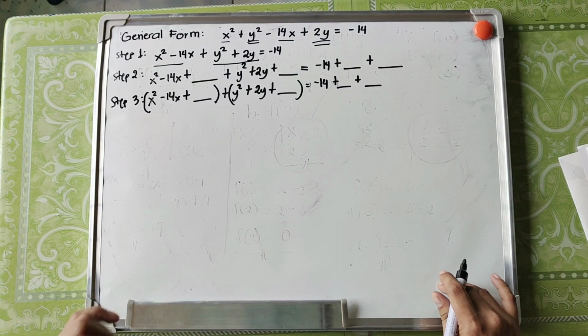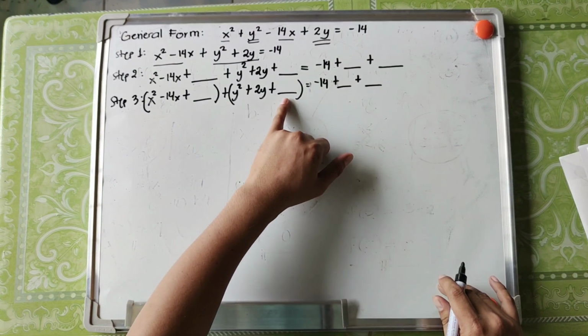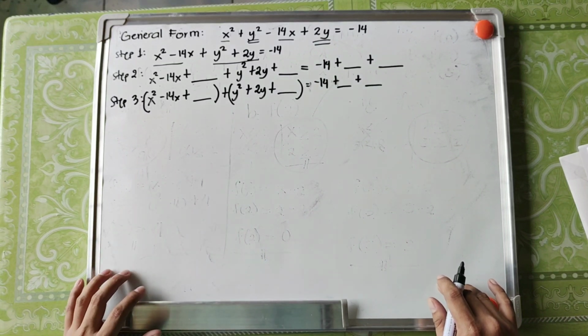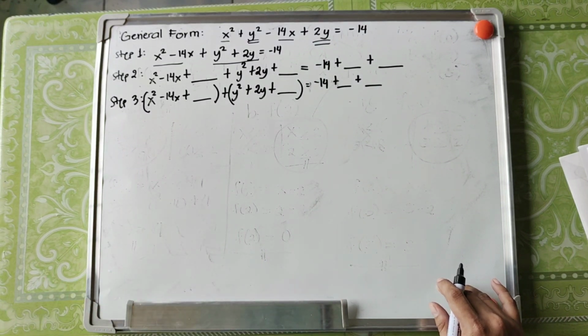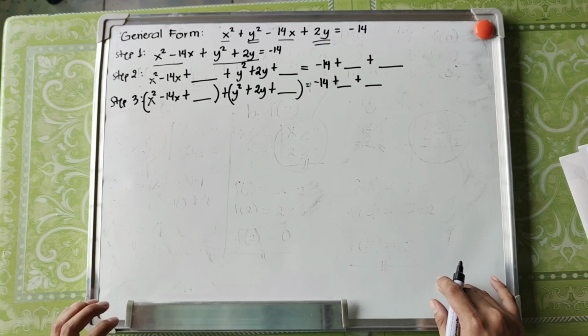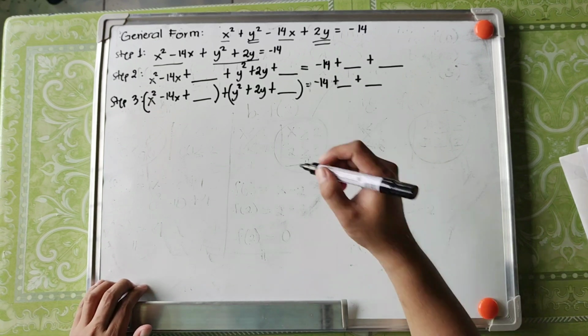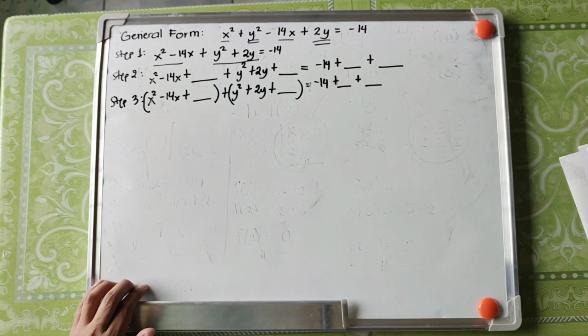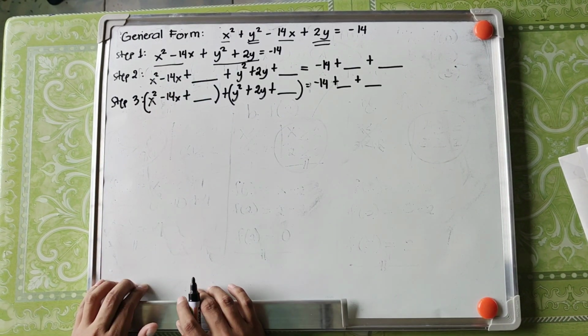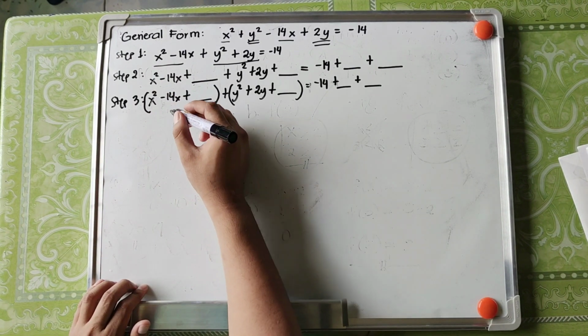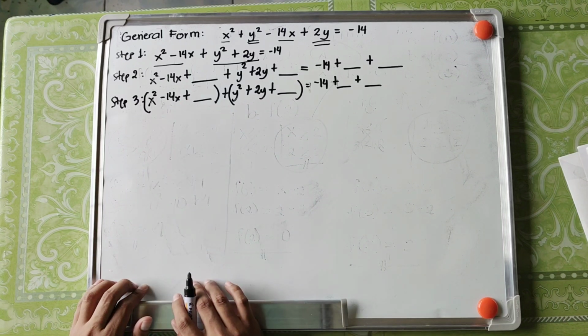Okay, now, we have to fill the blanks. So, anong gagawin naman? Anong gagawin natin sa blanks? To make it into a perfect square trinomial, we have to find the half of the second term, then square it. Again, we have to find the half of the second term, then square it. Or simply, you have to divide it into 2.